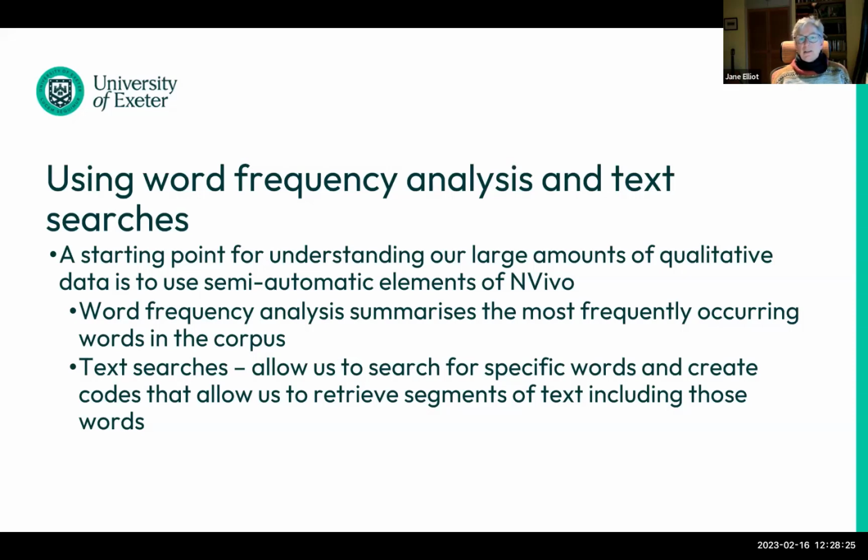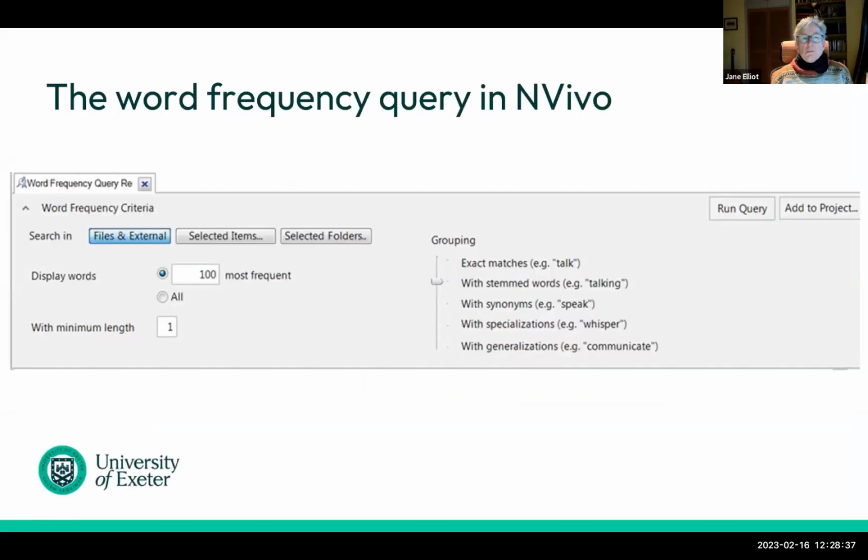So using these semi-automatic elements of NVivo, we can firstly do a word frequency analysis, summarizing the most frequently occurring words, and then we can do some text searches. So moving to the word frequency query. This is the dialog box that you would get if you ask to do a word frequency query from the Explore menu in NVivo. You can see by default, it suggests it's going to display the 100 most frequent words. That seems sensible. With minimum length 1, I could increase that, obviously.